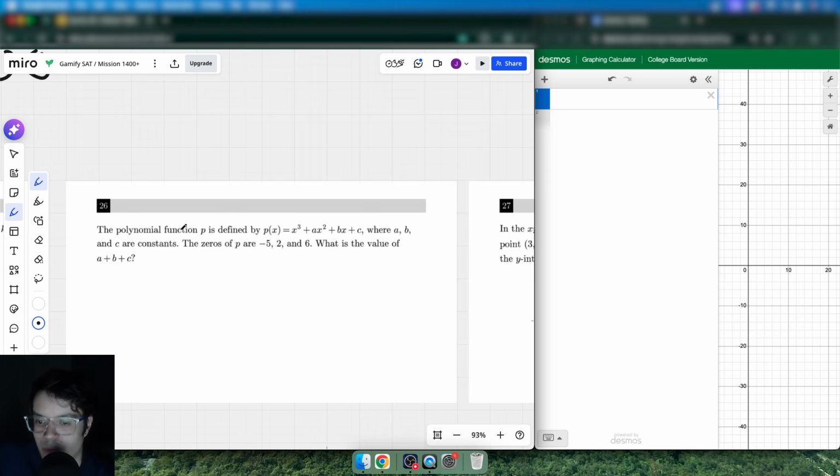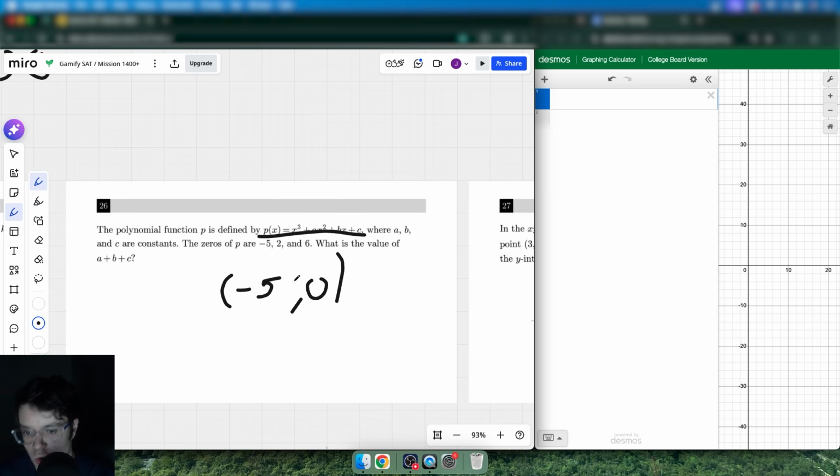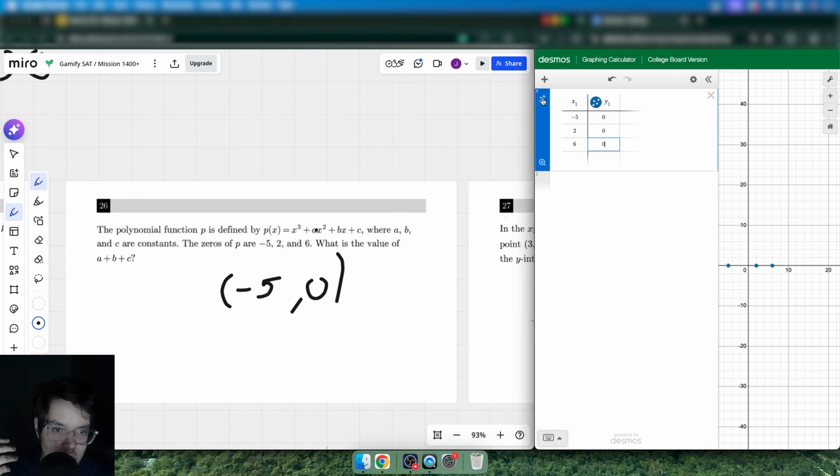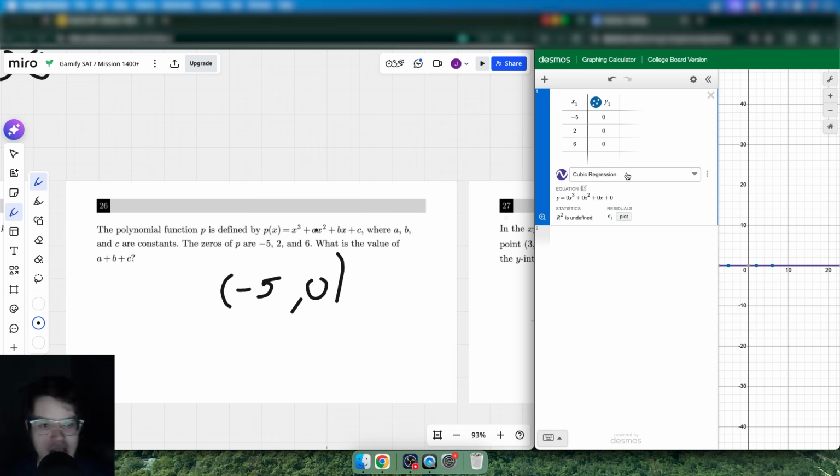This one here, we have a polynomial that's equal to this, and it says the zeros are -5, 2, and 6. When it says those are the zeros, what it's really saying is (-5, 0), (2, 0), and (6, 0) are all within this function. So I can just go ahead and write those in a table. It says here this function x cubed plus that. In case you did not know, that's what is known as a cubic function. So I can just go ahead and put that.